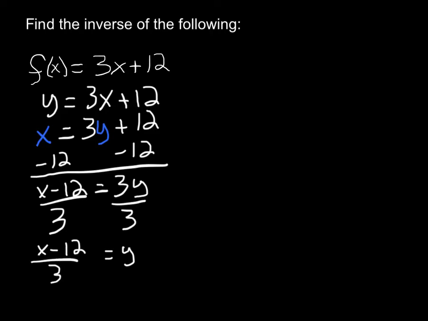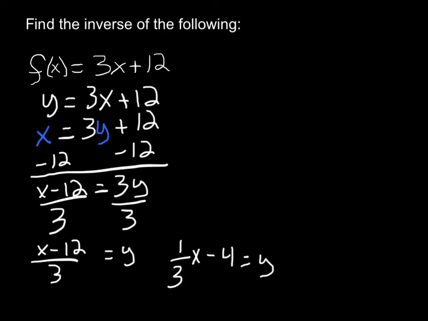Now you could write it in that notation. The other way that you could also write it would be this. We could break it down into two parts, this being one part and this being the second part. So if you wanted to, you could write 1/3 x minus 4 equals y. And both of those two are okay.